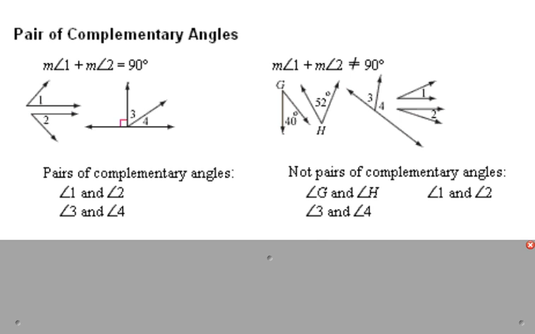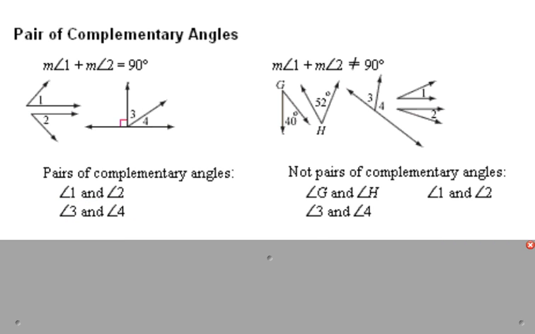A pair of complementary angles. On the left, we're being told that the measure of angle 1 plus the measure of angle 2 equals 90 degrees. And we're being shown here, angle 1 and angle 2 would add up to 90 degrees. And here, we have angle 3 and angle 4 adding up to 90 degrees. Therefore, both of those pairs of angles are complementary.